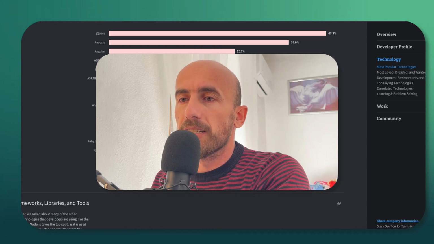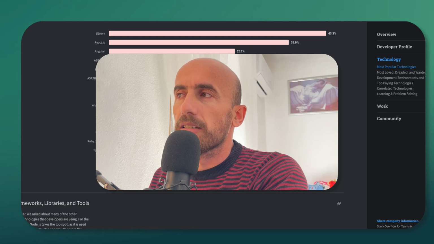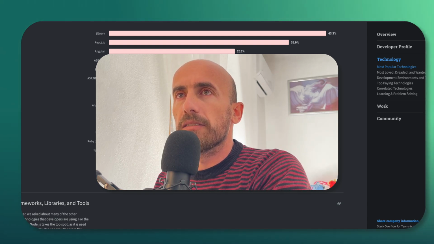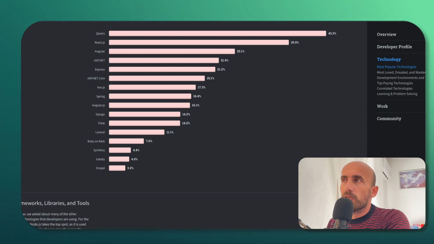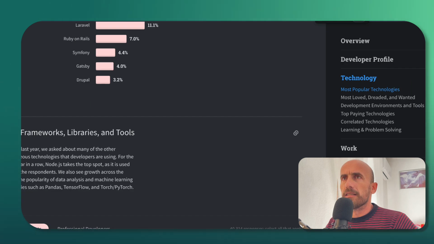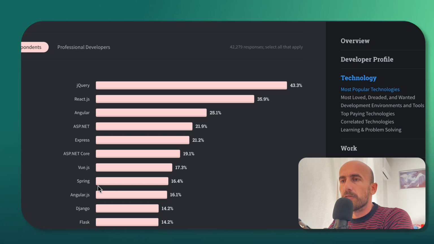I think VueJS is going down nowadays, and for that I have opened some tabs to see some charts for VueJS. First, I'm going to zoom in for you, is the survey from Stack Overflow in 2020, and here we can see VueJS is 17%, React is 35%, and Angular is 25%.